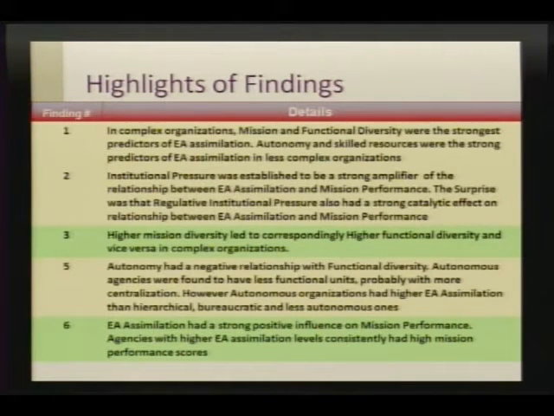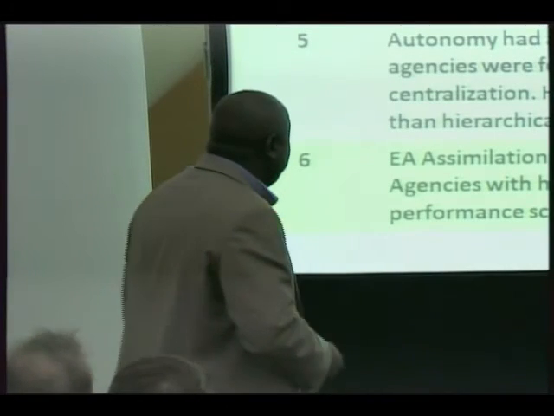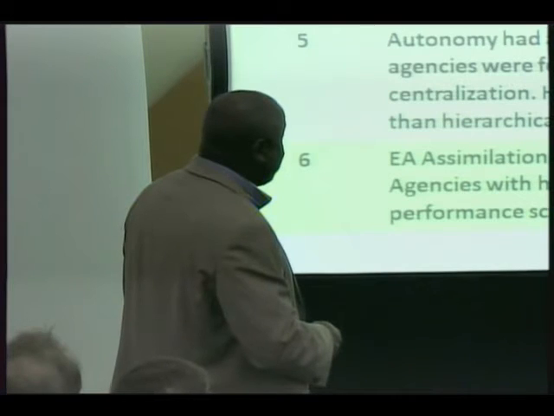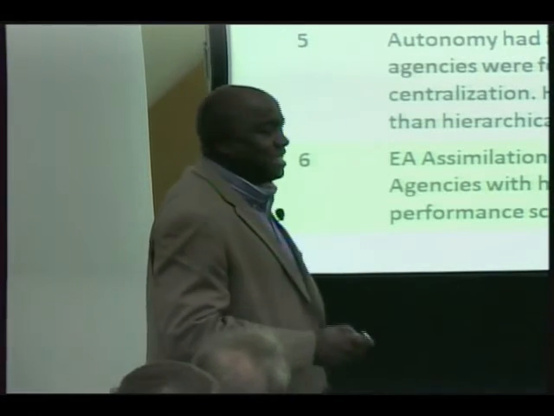Now, these findings were rather interesting. Don't forget the context. We are talking about the federal government. We are talking about an innovation that's introduced via mandate, and there was uniform implementation, uniform diffusion, and they are also going to use uniform measures. So it's a one-size-fits-all approach. And what did we find? In complex organizations such as the government, mission and functional diversity were the strongest predictors. What does that tell us?